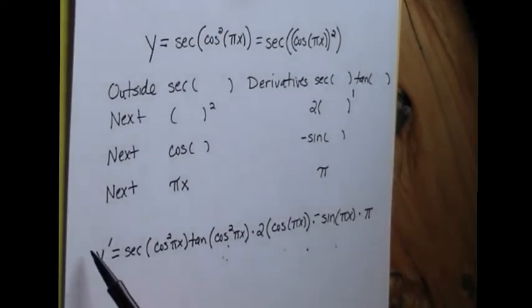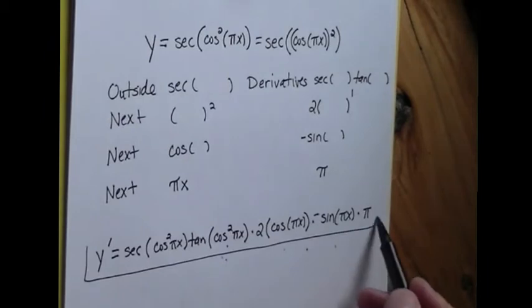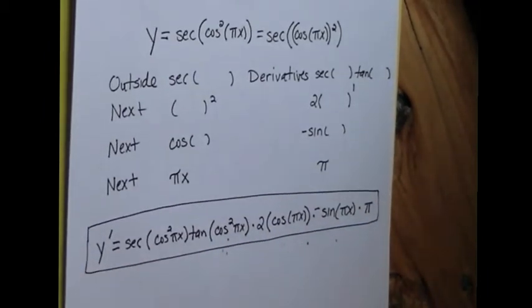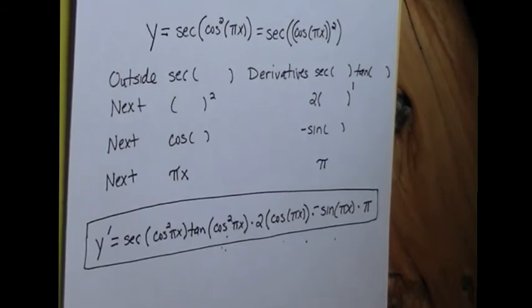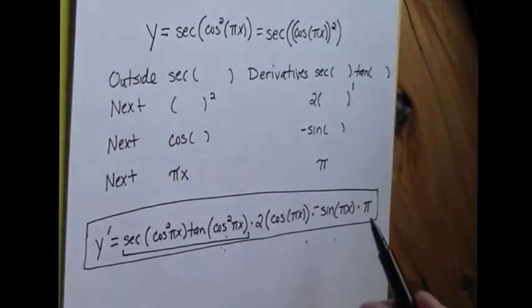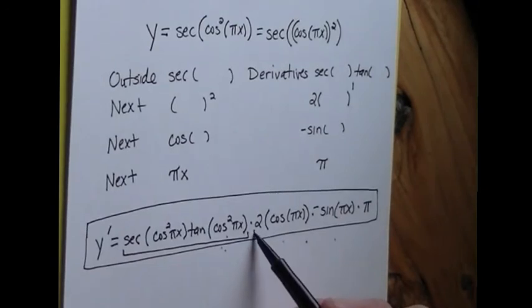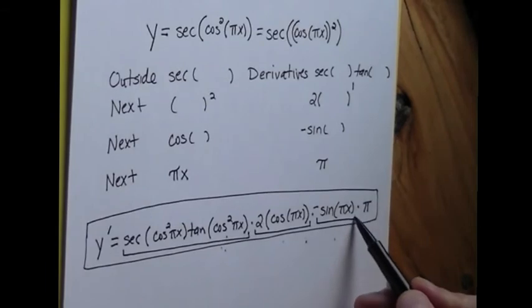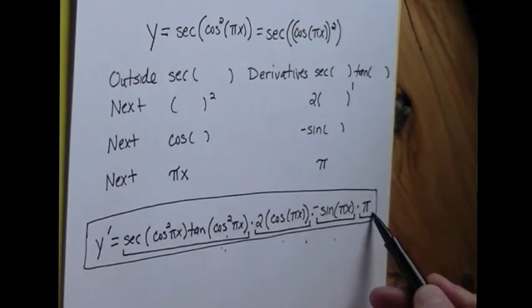There's not a whole lot you could do to clean that up, except for put the constants multiplied in the front. So I think for our example, we will leave it at that. We've got our derivative of our outside function, then we have the derivative of the next function, then the derivative of the next function, and the derivative of the last function.